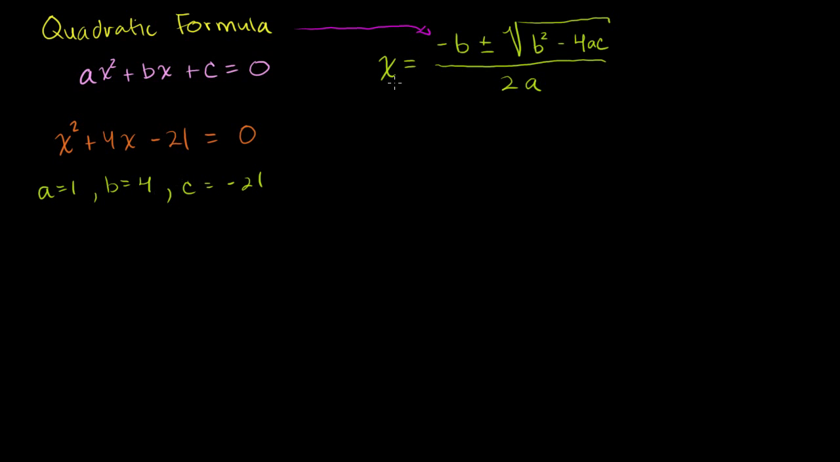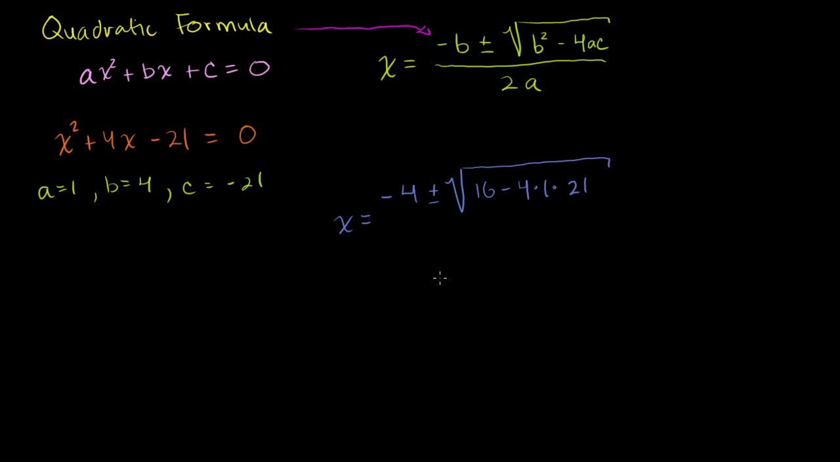And let's just plug it in the formula. So what do we get? This tells us that x is going to be equal to negative b. Negative b is negative 4. Negative b plus or minus the square root of b squared. b squared is 16, right? 4 squared is 16. Minus 4 times a, which is 1, times c, which is negative 21.